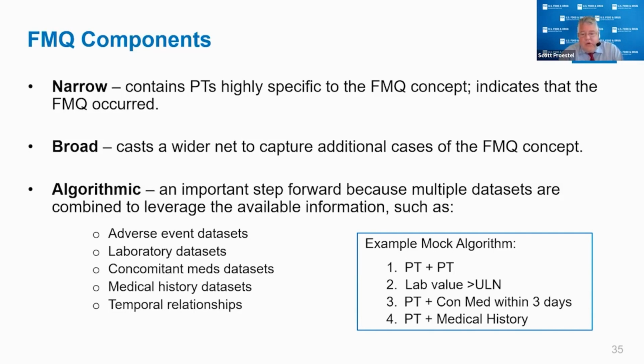The second criterion is just an example of how we might use a laboratory result, perhaps greater than the upper limit of normal, to detect an adverse event. In addition, we could have a PT or adverse event that's in the setting of a concomitant medication that started within 3 days. And that's an example of using timing information. And the last example would be a PT in the setting of a particular medical history, such as diabetes, and that combination being sufficient. So these are just examples, but I wanted you to see the overall structure before going into the development. Next slide, please.